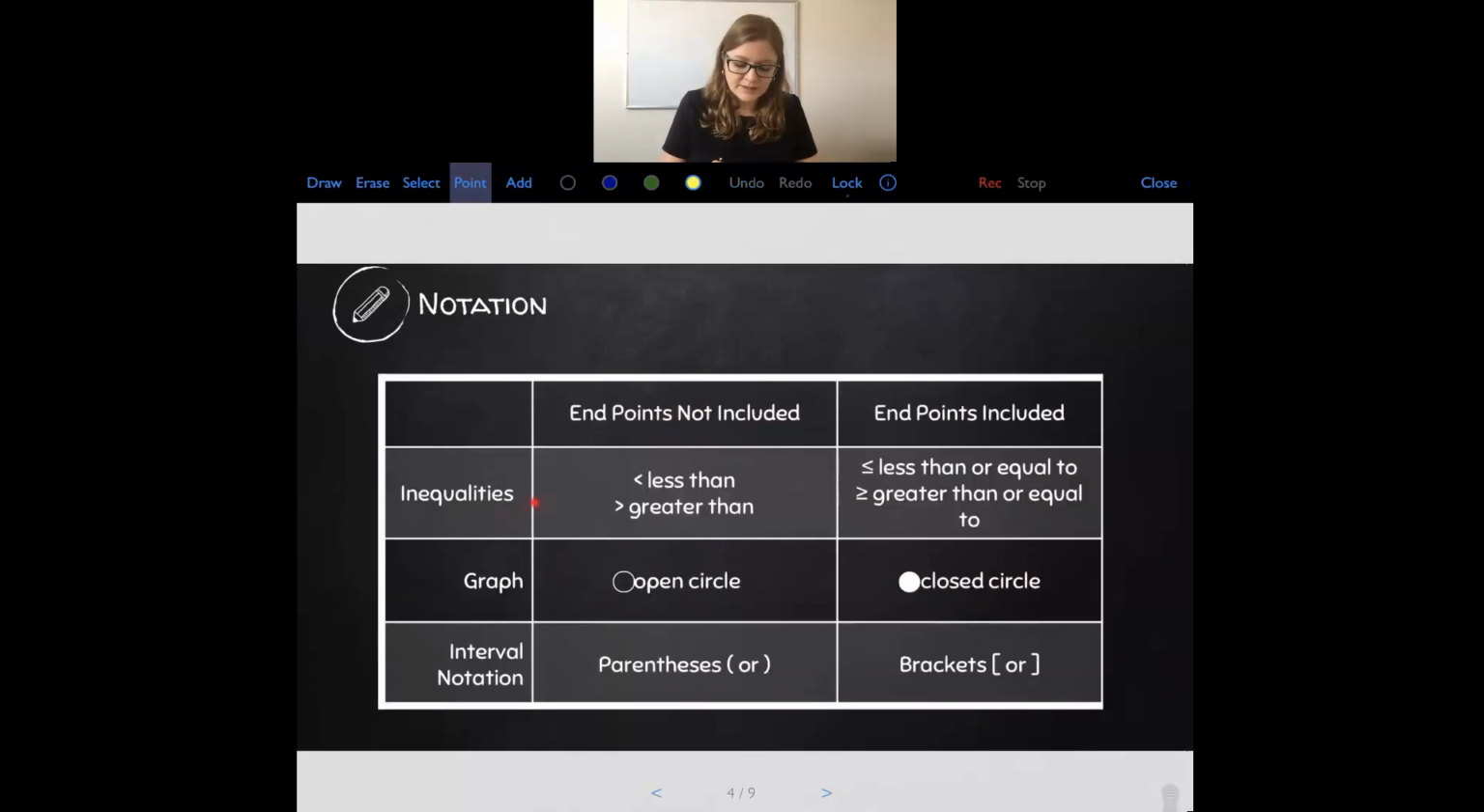Okay, so with inequalities, if we have a less than or greater than, it means that the endpoint is not included, so it's not actually part of the solution set. On a graph, this means we would use an open circle for that endpoint. And then when we go to write the answer in interval notation, we would use parentheses. If an endpoint is included, we would see the inequality as less than or equal to or greater than or equal to. We would use a closed circle when graphing, and we would use brackets with interval notation. So in the next couple of examples, we're going to put all of this together. Make sure you have this in your notes so that you can refer to it as we're going through.